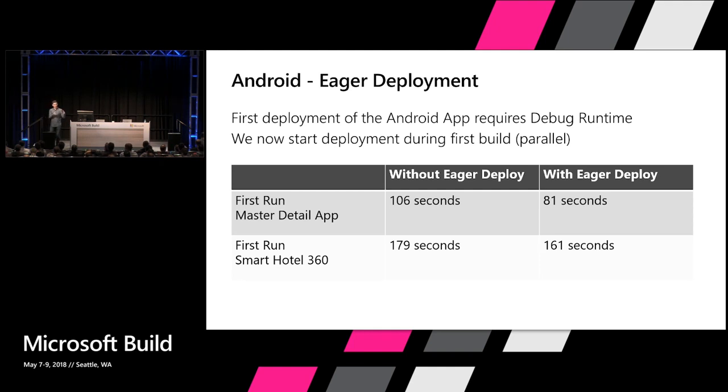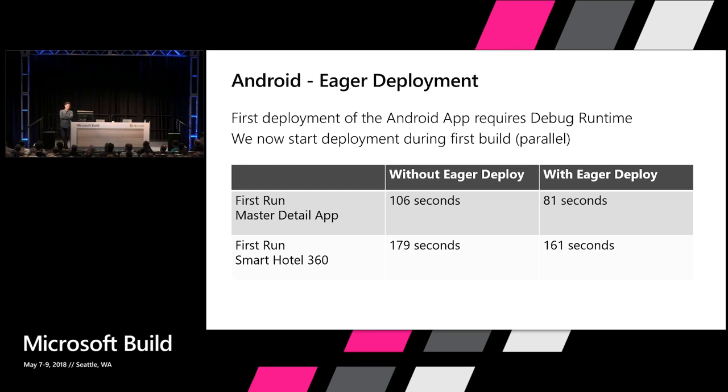But we had to install the runtime on the target device first. And we did this serially. So what that meant is that you had to wait for your build to finish, and only then did we start the deployment to the target device. Well, in retrospect, it's obvious, but we should start the deployment to the device and start the emulator as the build is beginning, right? So these are a couple of statistics.